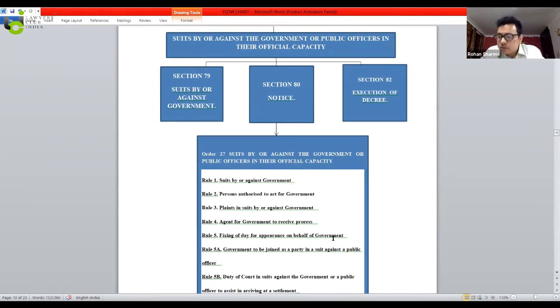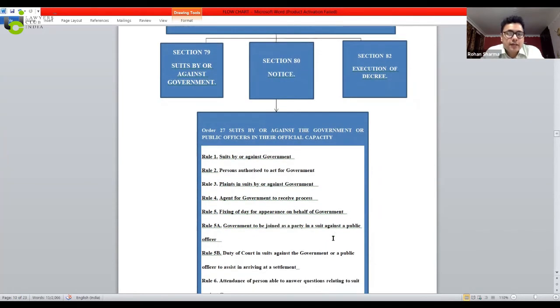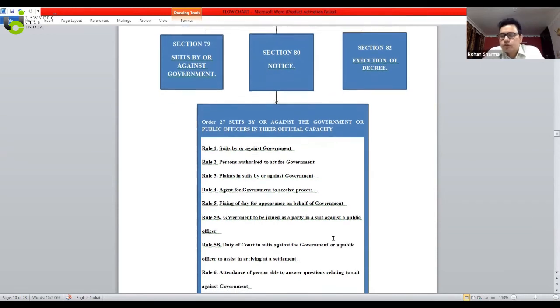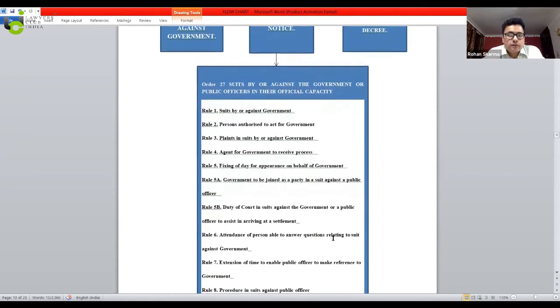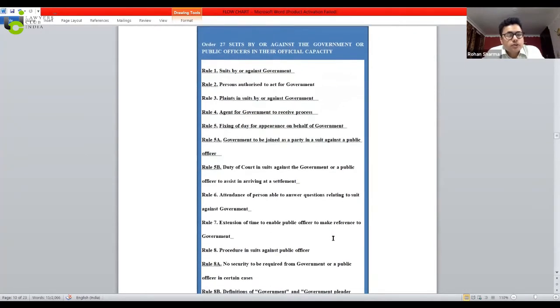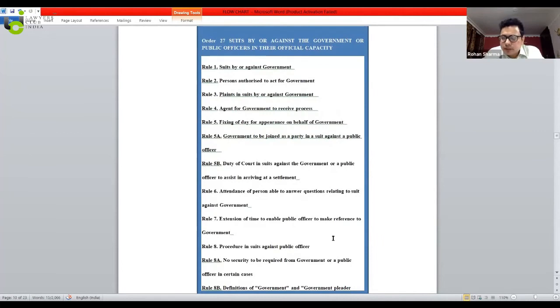Section 82 talks about how execution of decrees, in case a suit is decreed against the government, has to be implemented. So, for example, there has to be a 3 months gap after issuing of the decree and before the execution proceedings can start in the cases where the central government or a public officer is a party. Order 27 deals with these specific rules to aid the specific lot of sections.